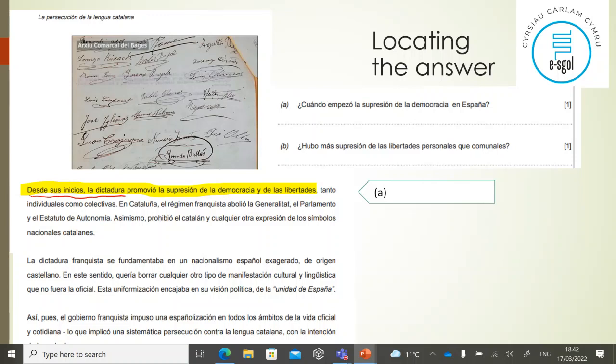So try to do the same with question B. Can you highlight and put the letter next to the actual area? Hubo más supresión de las libertades personales que comunales. Where do you find the answer?